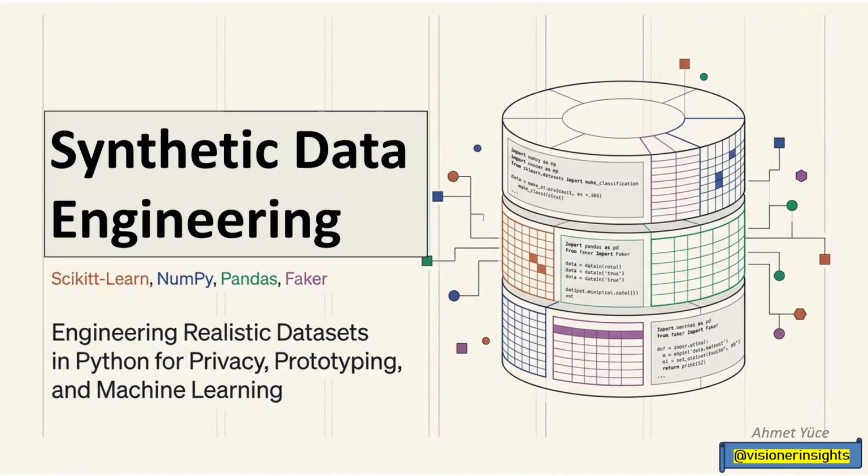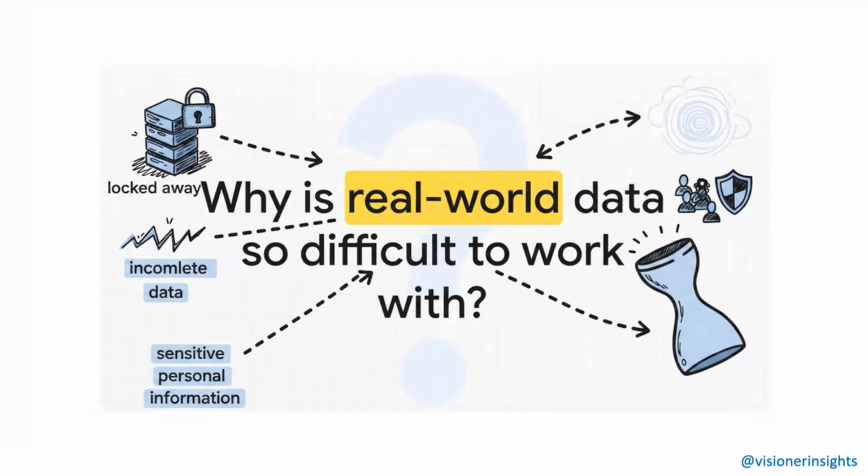But hang on, why do we even need to make up data? I mean, isn't the world drowning in data already? Well, if you've ever worked on a real data project, you are probably smiling and nodding right now. You know the pain. You're all set to build a new feature or train a model, but the data you need is, well, it's either locked away, it's incomplete, it's full of sensitive personal info you can't touch, or maybe it just doesn't exist yet. It's a huge universal bottleneck.